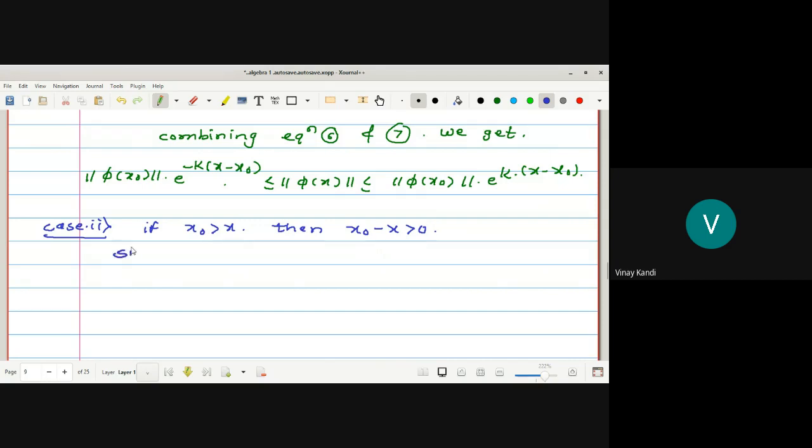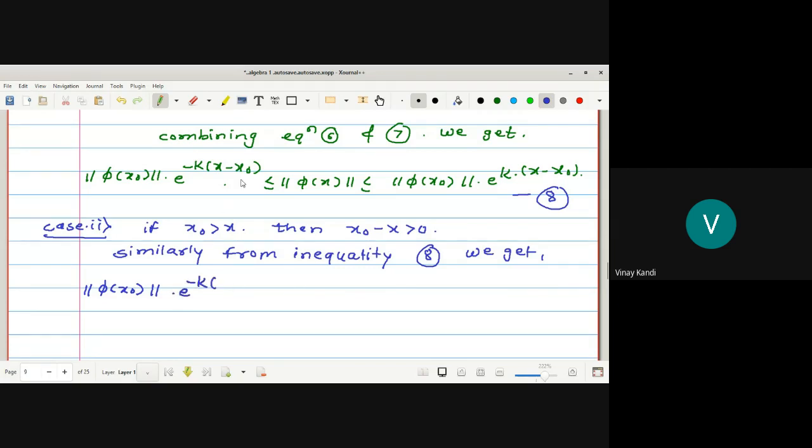Similarly, from inequality 5, give it as equation number 8. From inequality 8, we get, look here, the norm of phi of x naught into e raised to minus k. Now here it is not x minus x naught, here we have x naught minus x, which is less than or equal to the norm of phi of x, which is less than or equal to the norm of phi of x naught into e raised to k into x naught minus x. Give it as equation number 9.